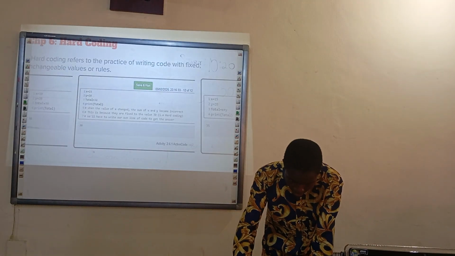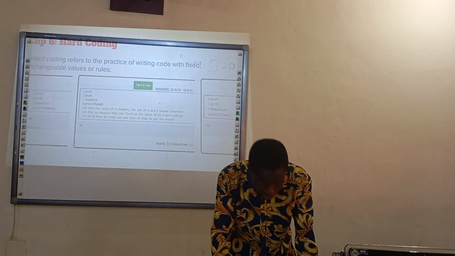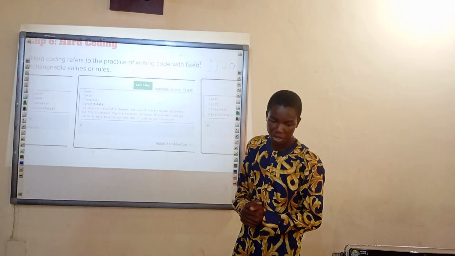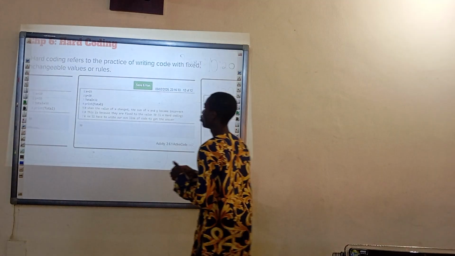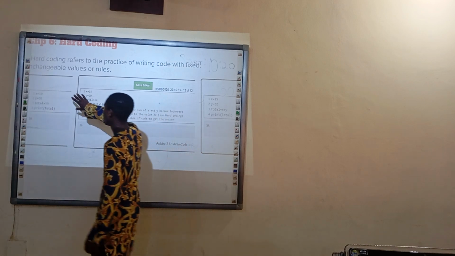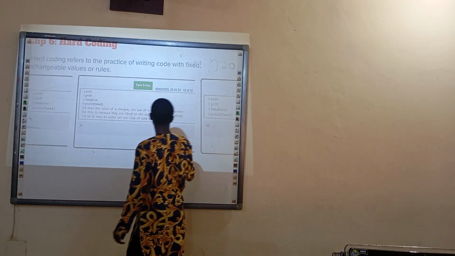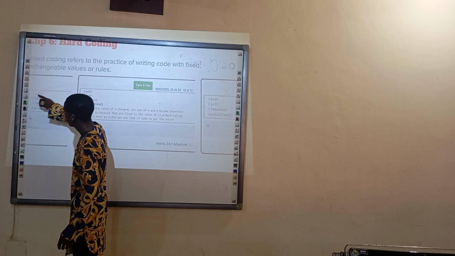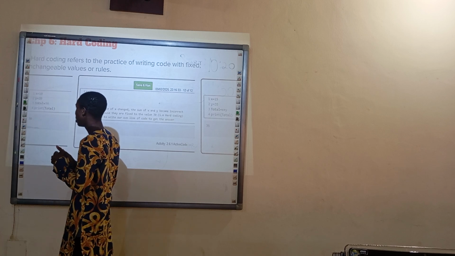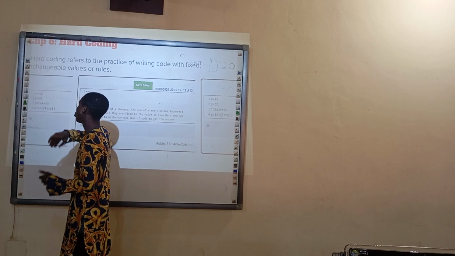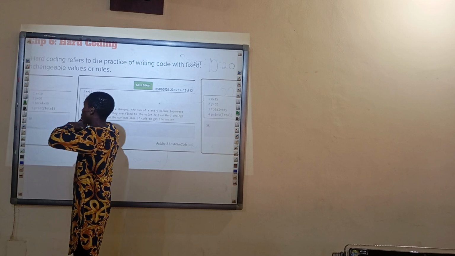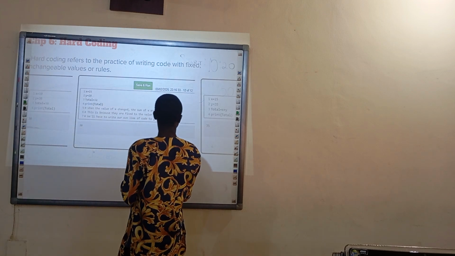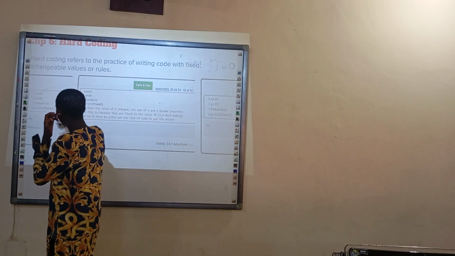Now we're going to talk about hard coding. Hard coding refers to the practice of writing code with fixed, unchangeable values or rules. Look at this example. The variable x contains the value of 10 and the variable y contains the value of 20. When we print the total, we're trying to get the total of these two.